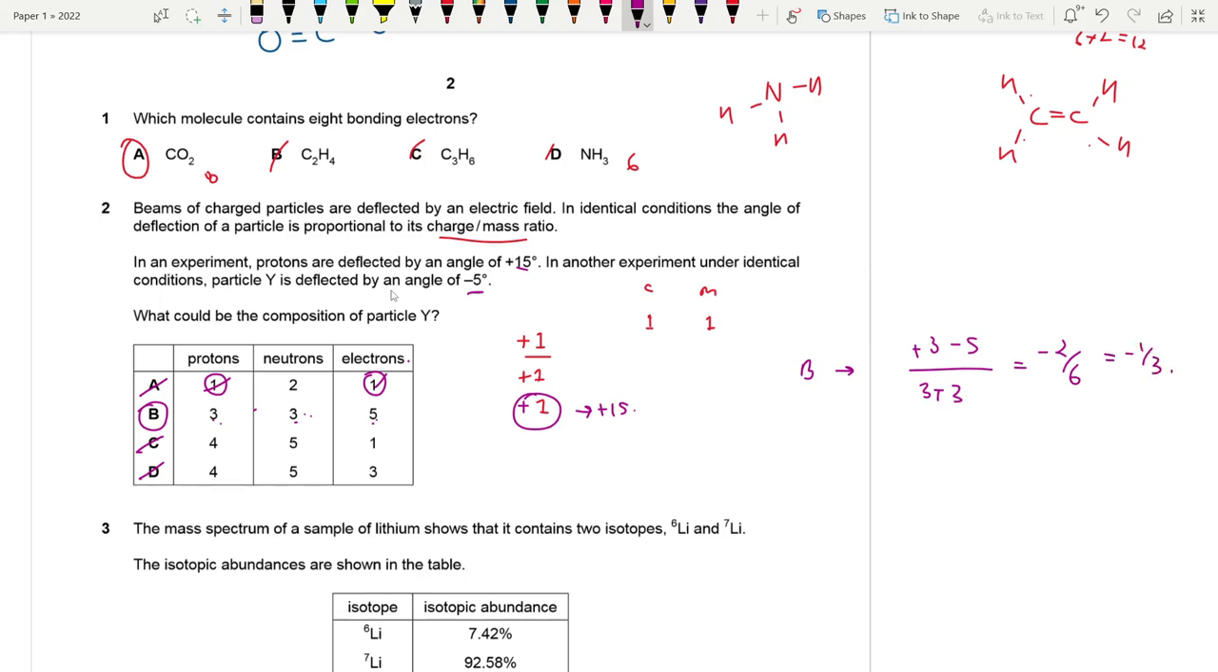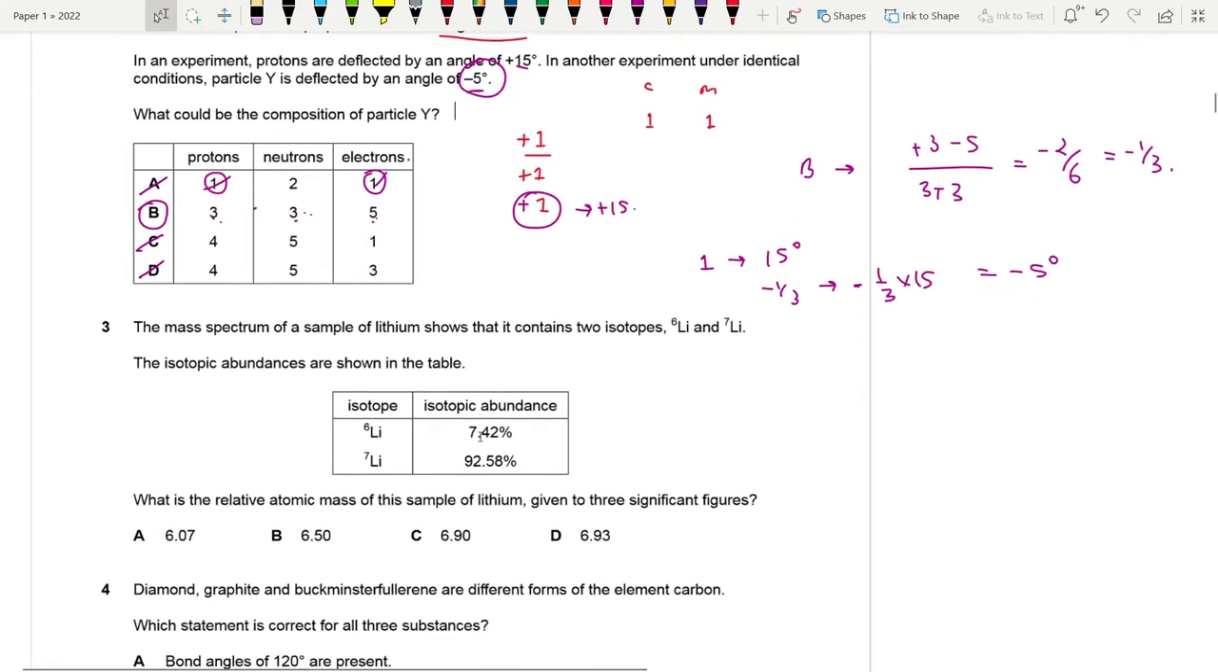So hear me out. Plus 1 gave us a value of plus 15 degrees. So what about minus 1 by 3? That will be one third of 15, and it will have a minus sign in front. So that's actually minus 5 degrees, and that matches with the question. I hope you get it. Like 2 was 10 degrees, was also possible if we had 2 by 3 or something.